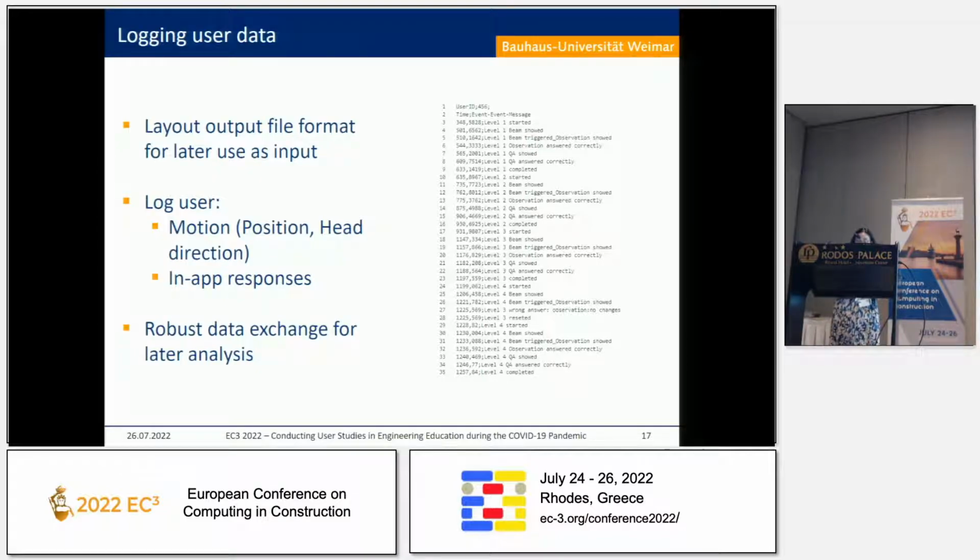We also had to have a look at our post-analysis: what the users were doing during that time when they are answering the questions, when they are in the application, how they are moving, if they're looking for something or if something is maybe not easy to find. So we logged the users' motion, so view direction and their position in this virtual environment, and also their in-application responses.